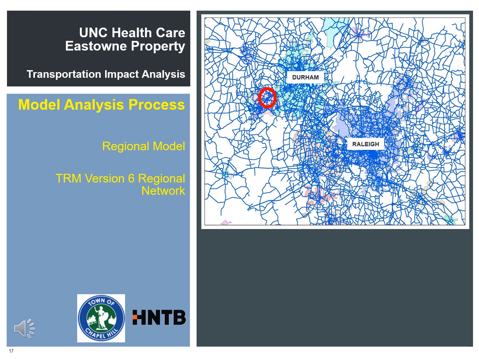So here we have a graphic of the Triangle region, and you can see Raleigh and Durham shown, and a skeleton map of the network roadway lengths that are included in the regional model. And this is known as TRM version 6. And so from this really big picture, high-level shot, we will narrow down on the area more closely related to Chapel Hill and the Eastowne project.